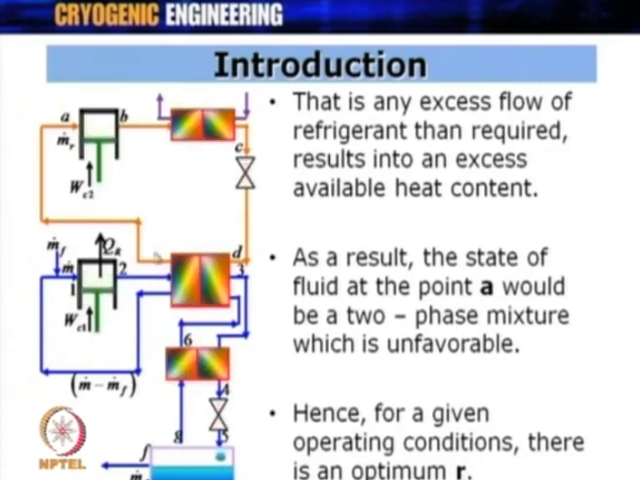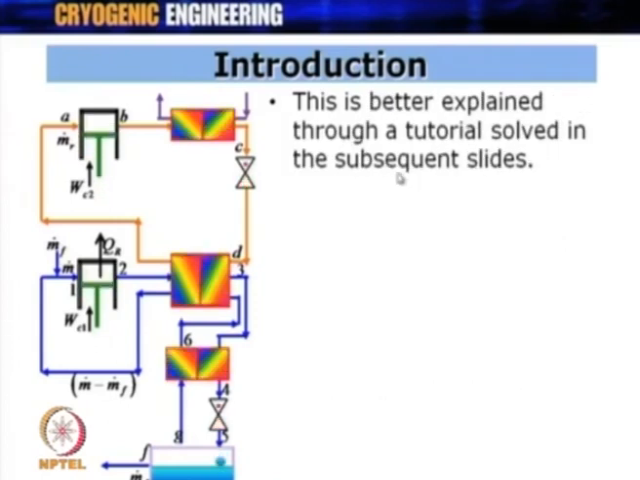In fact, we should never run a compressor in which the state of the refrigerant at this point is liquid or two-phase, and therefore we should always see that there is an optimum value of R, which ensures that the refrigerant state at this point A is always in the gaseous phase. All right, this is a very important limitation of this system, that the R value should be an optimized value, which will ensure that the refrigerant when it enters the compressor is in the gaseous phase. This is better explained through a tutorial solved in the subsequent slides. So, to understand this, we will solve a problem, and from there we can draw conclusions.